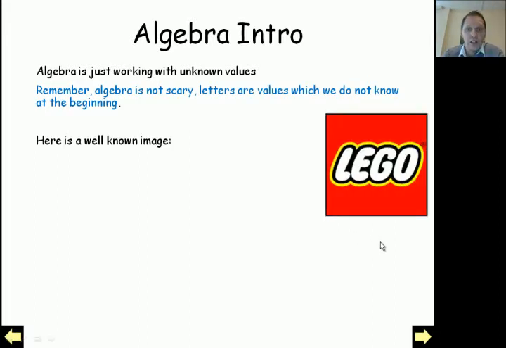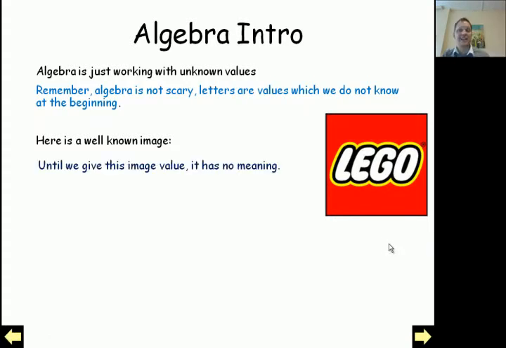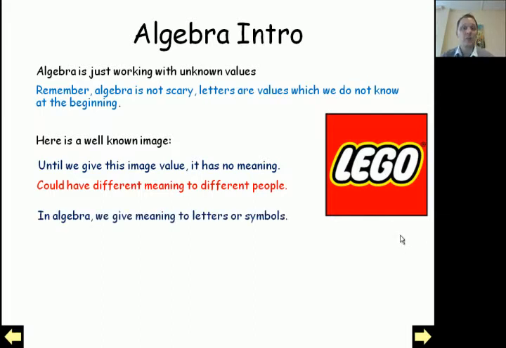So for instance, if we took a well-known logo or image, now for many of us, we probably understand that this is the Lego image, those toys that we probably play with as children. Some of us may still play with these, but until we've given this image meaning or value, it is an unknown. It is just an unknown element, and it could have different meanings to different people. Where a lot of us understand that this is Lego, the brand, other people may not be aware of this and may believe that this is just the word Lego on a red background. So in algebra, we are looking to give meaning to the letters.